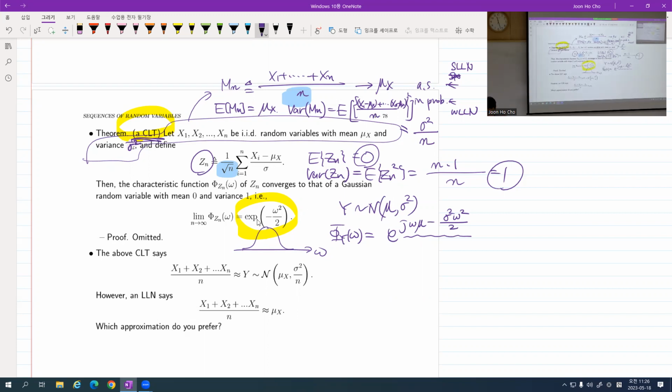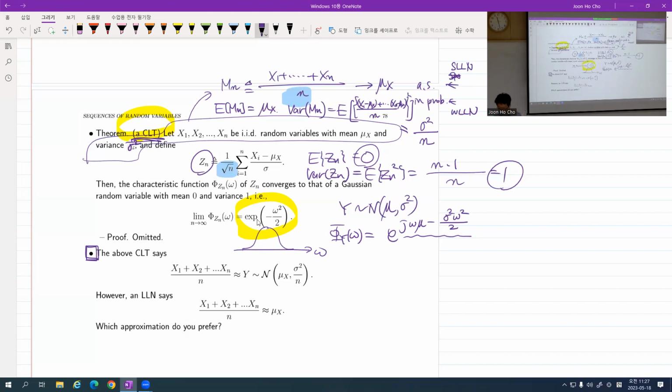Now, here goes a quite often misused application of the central limit theorem. Suppose you just start from this one. What is this one? This is the arithmetic mean, right? Now, what's the limit of this one? As I told you, it converges to the constant. However, you can still claim that for sufficiently large n, it's well approximated by a Gaussian.